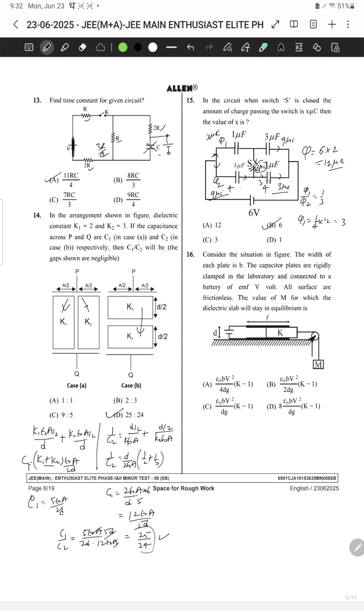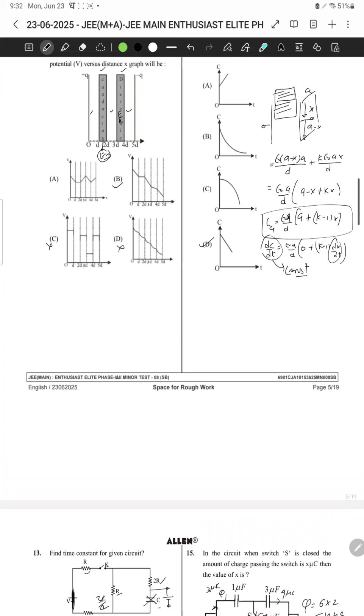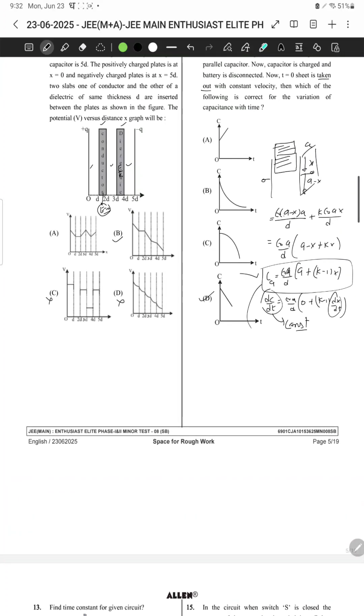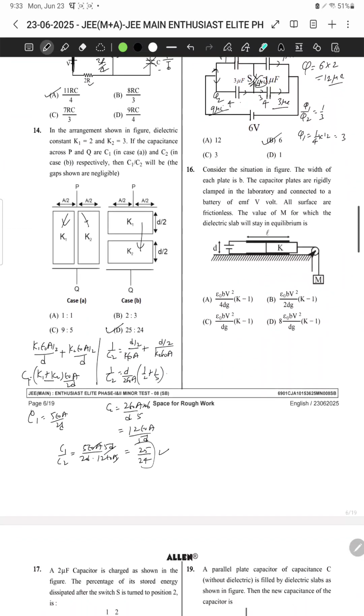Question number 16, which is based on the last question here. The sequence we calculated: you calculate half C equivalent V square potential energy U, and then find the force, minus dU by dx. So the force which we will find here, because here also the same thing is happening, the dielectric is being removed with this mass. So the force which we will calculate here will come as epsilon naught b v square divided by k minus 1 divided by 2d.